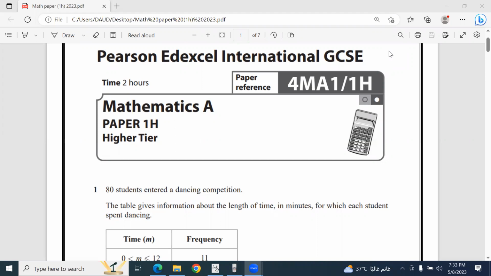We will solve Pearson Edexcel International GCSE past paper Mathematics A, 1H, 4MA1, January 2023. So here we have question number 1.